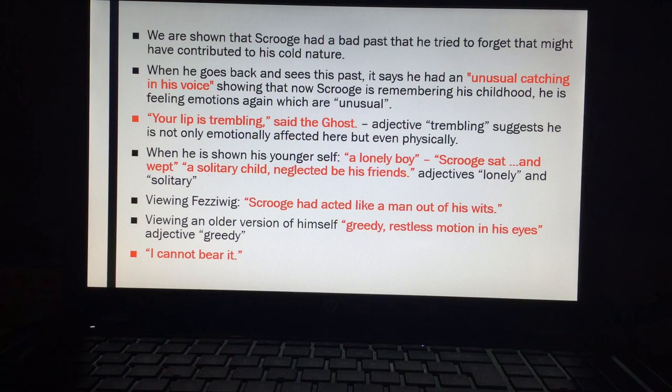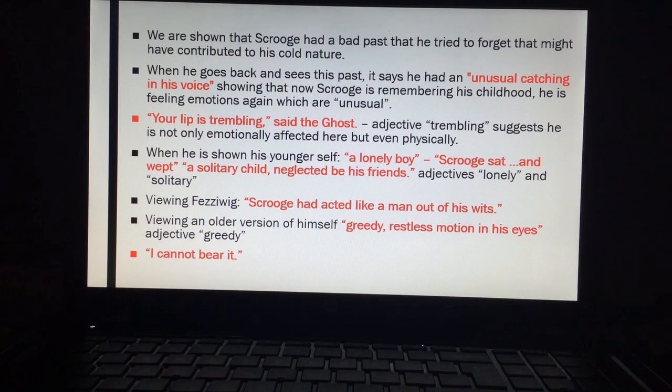So again, the lonely man from stave 1, when the ghost of past is here, reiterates the loneliness of Scrooge. In fact, it's lasted all his life because he was a lonely child, right? So again, for simple quotations, we've got lonely and solitary and also neglected. This awful imagery that Dickens is using, the lonely boy that was neglected by his friends. And this is going to shape the character that he becomes.